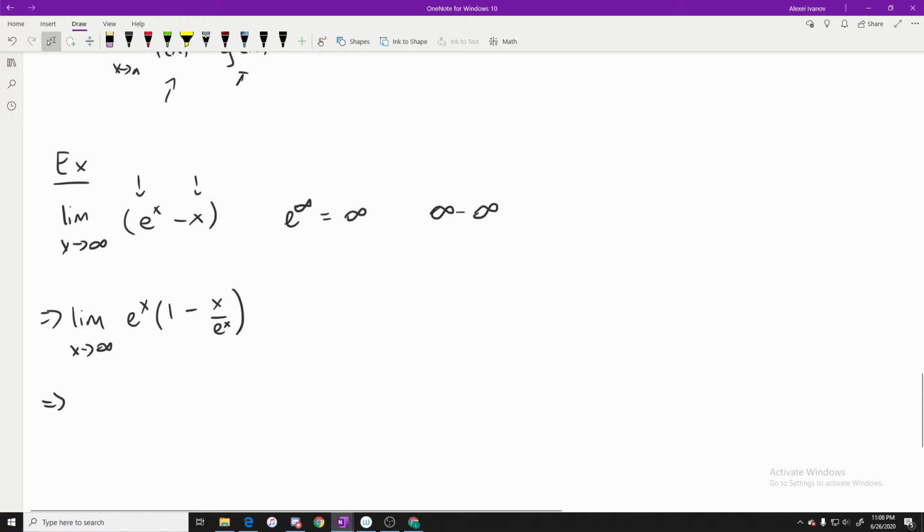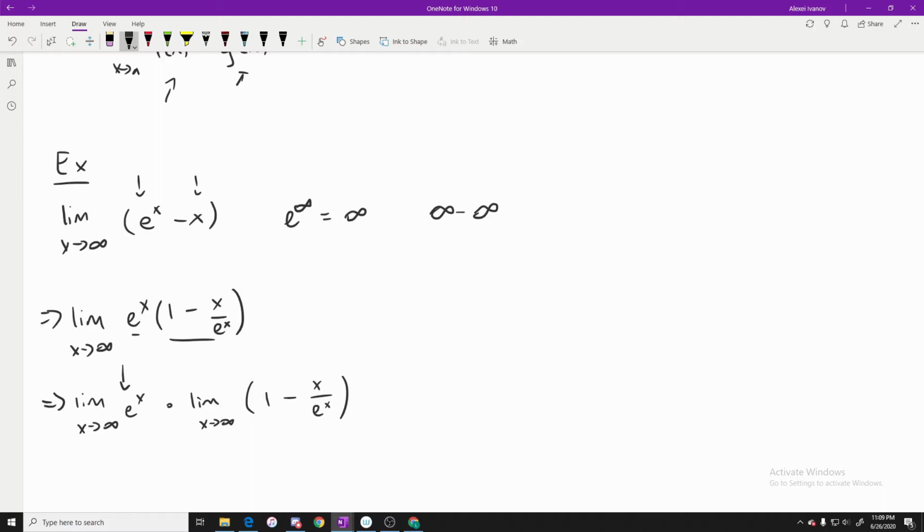So now we can simplify this limit by taking the product of these two functions right here. So we could say that this is the limit as x approaches infinity of e to the x times the limit as x approaches infinity of 1 minus x over e to the x. And we know what this limit right here will be.